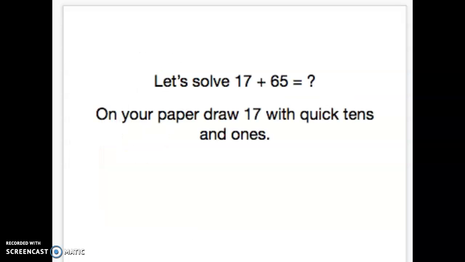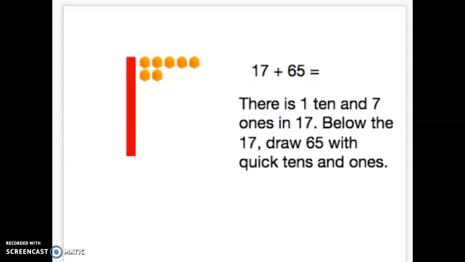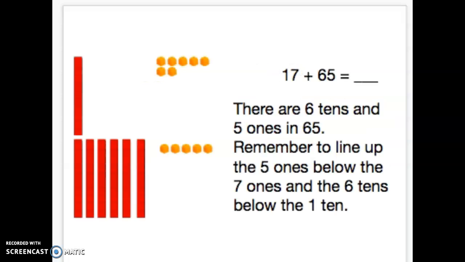Let's solve 17 plus 65. On your paper, draw 17 with quick 10s and 1s. There is 1 10 and 7 1s in 17. Below 17, draw 65 using quick 10s and 1s. In the number 65, there are 6 10s and 5 1s. Remember to line up the 1s below the 7 1s, and the 6 10s need to be lined up below the 1 10. Make sure your 10s are in line together and your 1s are in line together.